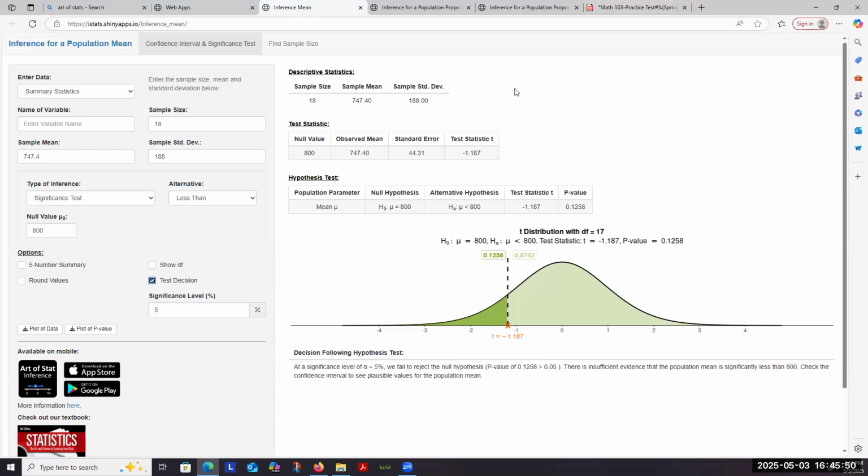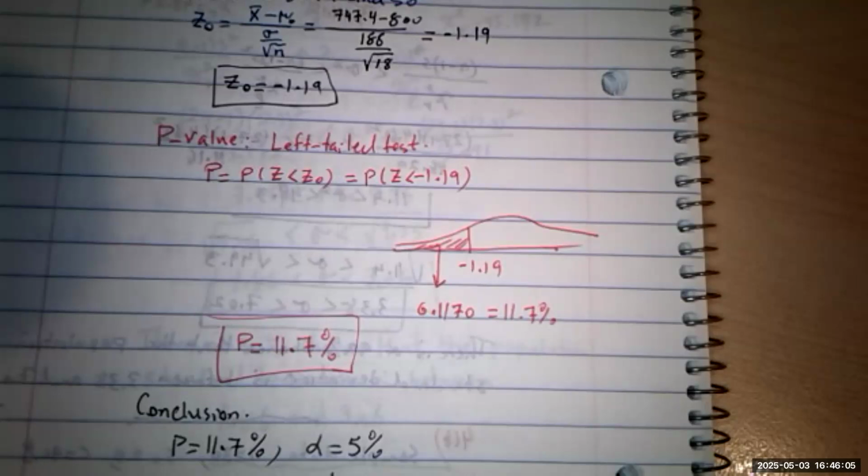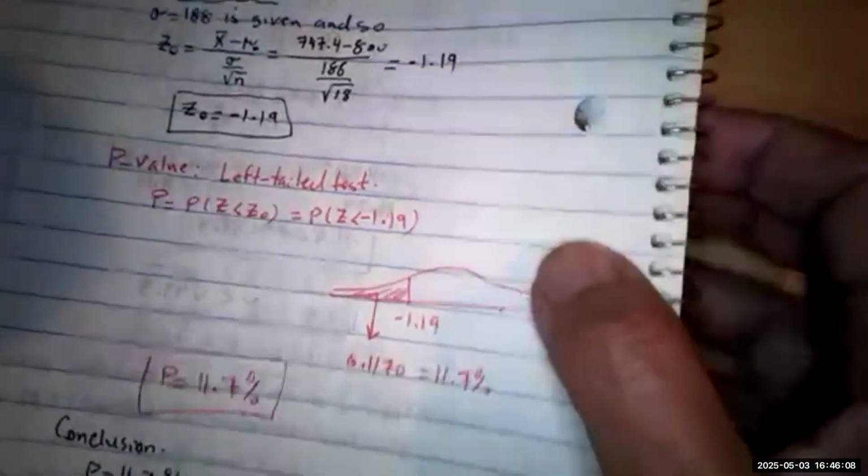So let's go back. It's exactly the way you see the p-value is, in this case, they got 12%. We got something similar. We got 11.7, which is almost like the 12%, okay? So this is it, you see.